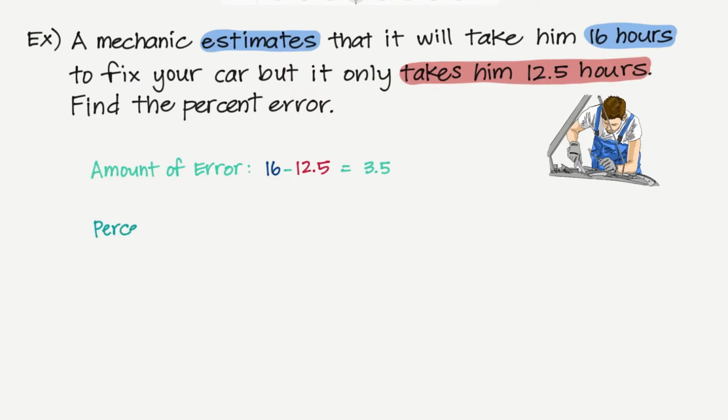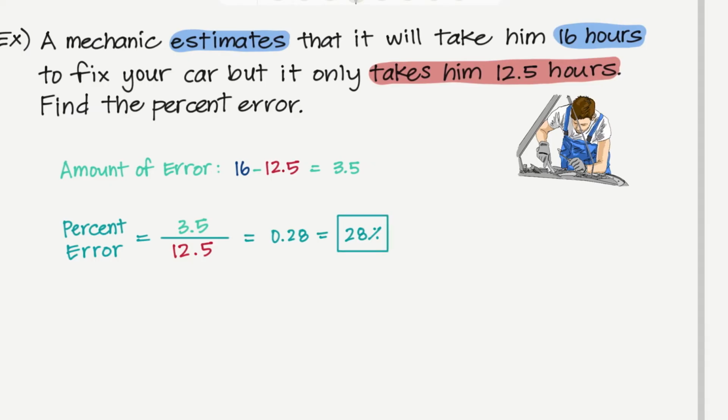Now we're going to find the percent error, which is what we're looking for. To do that, we're going to divide the amount of error, which was 3.5, and then in the denominator, we can put the actual amount, which was 12.5. So 3.5 divided by 12.5 gives me the decimal 0.28, which I can write as 28%. So the mechanic made a 28% error in his estimate.